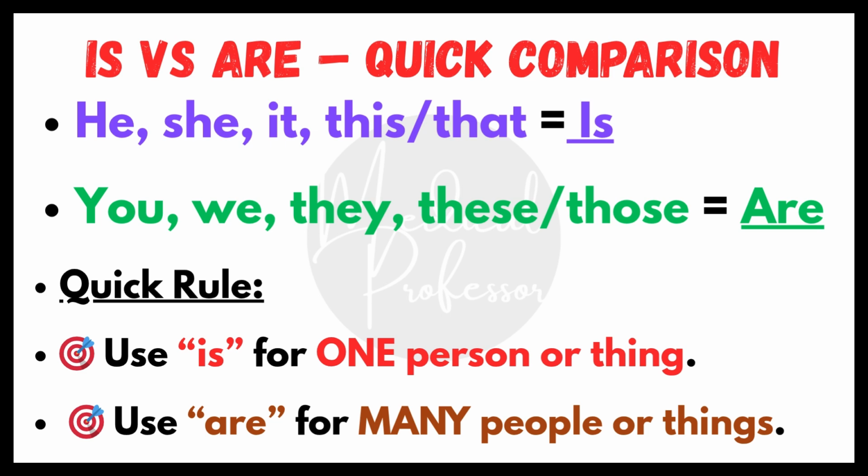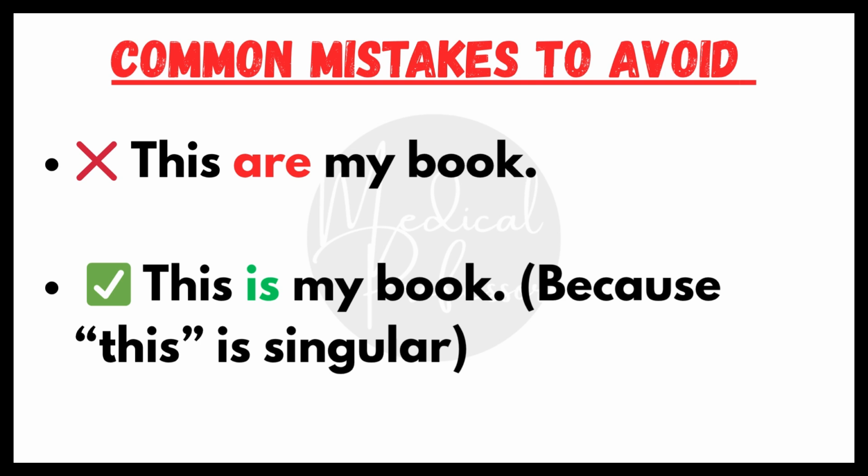Just remember, is one or many. This little rule will help you speak English with confidence. Common mistakes to avoid. Let's look at some common mistakes English learners make when using is and are. These usually happen when the speaker gets confused about whether the subject is singular or plural. Let's correct them together. Number 1, these are my book. The correct sentence is this is my book.